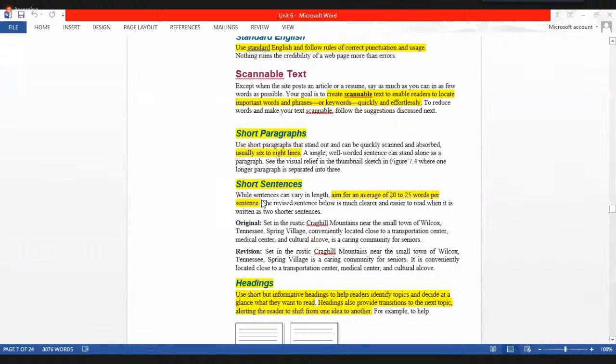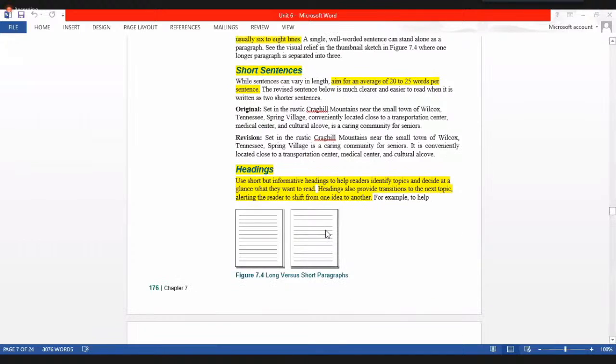So we have been talking about short sentences from the very beginning. Write short and simple sentences, isn't it? Don't use difficult words, etc. Short sentences means an average of 20 to 25 words per sentence. In one sentence, at maximum, there should be 20 to 25 words, not more than this. So write short sentences. Then another is, see here, long versus short paragraph.